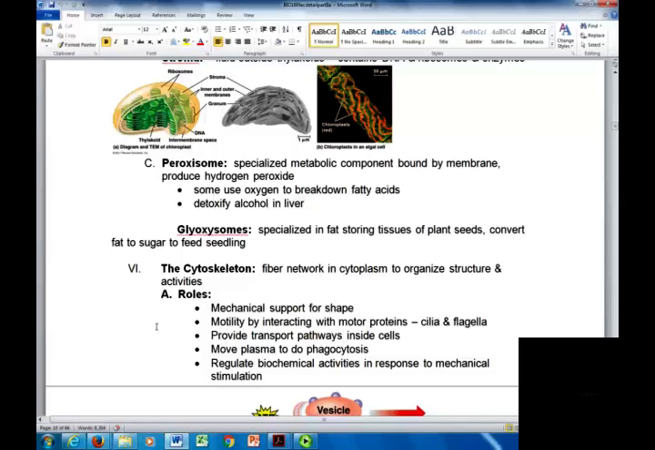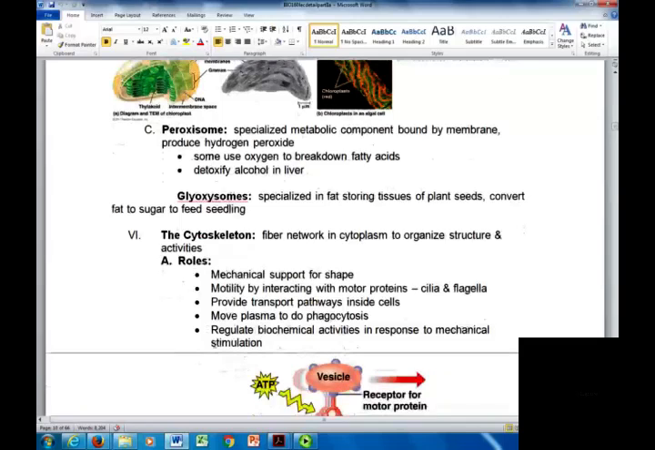So nuts and seeds tend to have a lot of fat content in them. And so when they fall down to the ground, when you're not eating them, what you'll have is the new little plant start, and then you can use the fat from that seed and turn it into sugar to give that plant a little bit of food before it's able to produce it on its own. So the cytoskeleton is a fiber network in the cytoplasm, and it's going to organize the structure and activities in the cell.